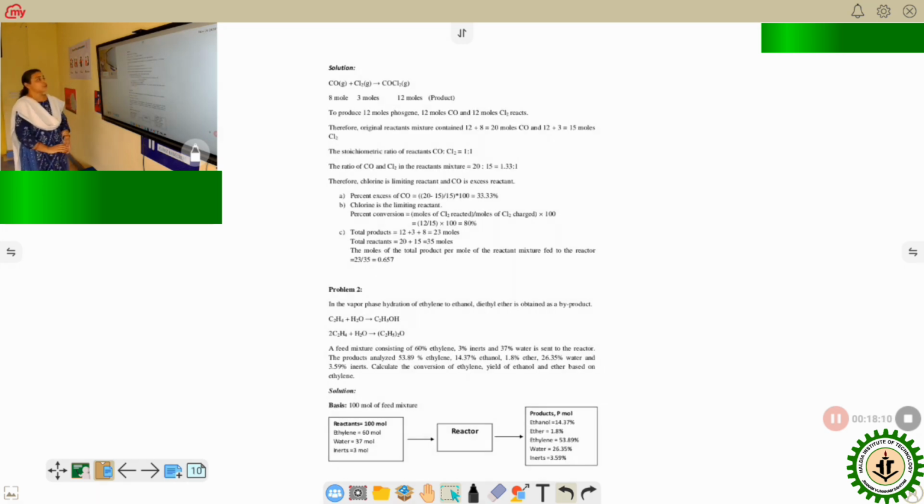According to the stoichiometry, to produce 12 moles phosgene, 12 moles carbon monoxide and 12 moles chlorine react. Therefore the original reactant mixture contained 12 plus 8, that is 20 moles carbon monoxide, and 12 plus 3, that is 15 moles chlorine. The stoichiometric ratio of carbon monoxide and chlorine is 1 to 1. The percent excess carbon monoxide calculation is over in the earlier lesson.